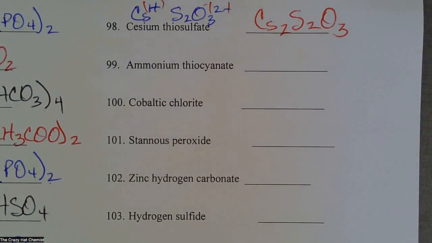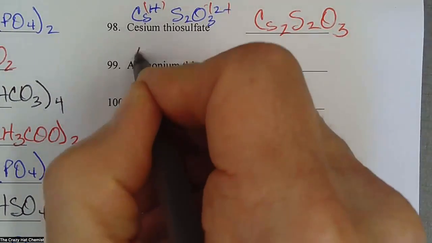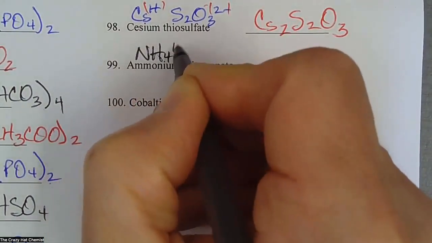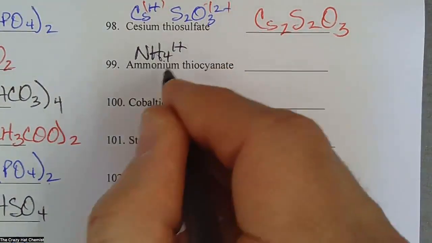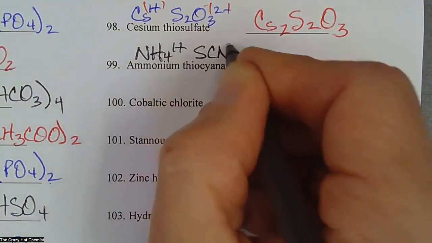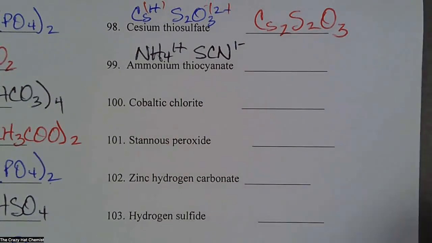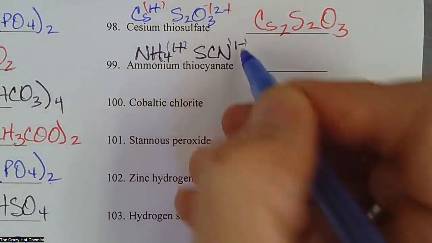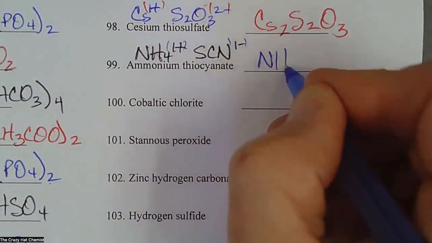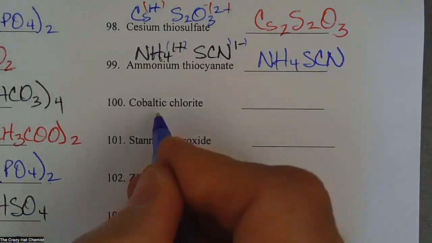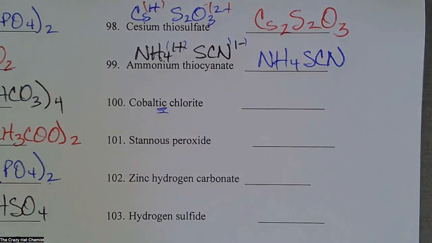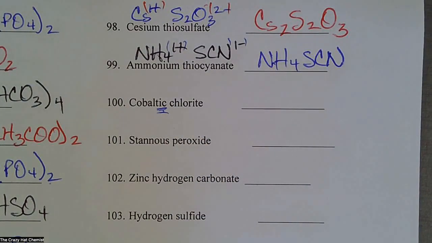Next one is ammonium thiocyanate. That's NH4 1 plus. And remember, that's the only polyatomic cation there is. And SCN is thiocyanate. This is the 1-to-1 ratio. You're taking the absolute value of that. You get NH4SCN. Beautiful.